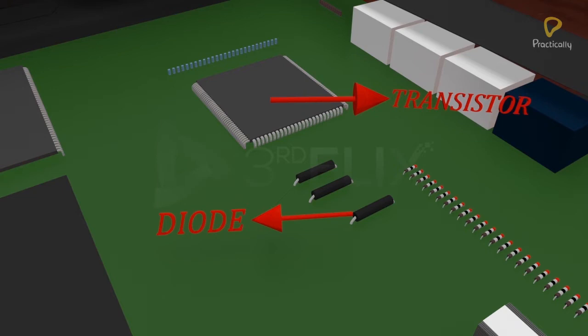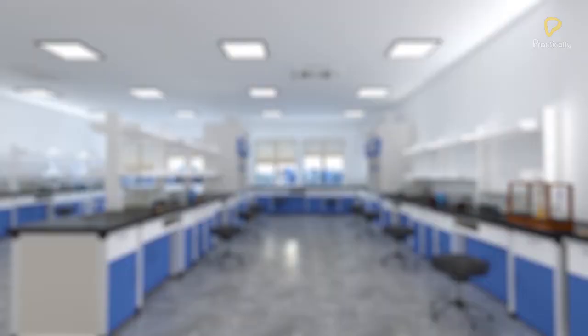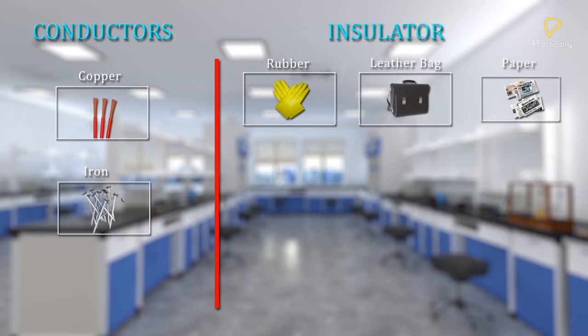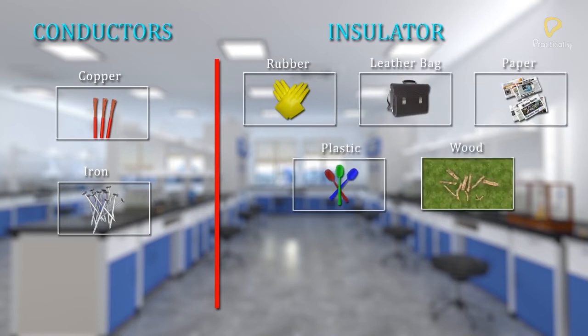Right now, let us focus on the current flow in conductors. Broadly, materials can be classified into conductors and insulators. Conductors allow electricity to easily pass through them. Insulators, on the other hand, resist the flow of current.